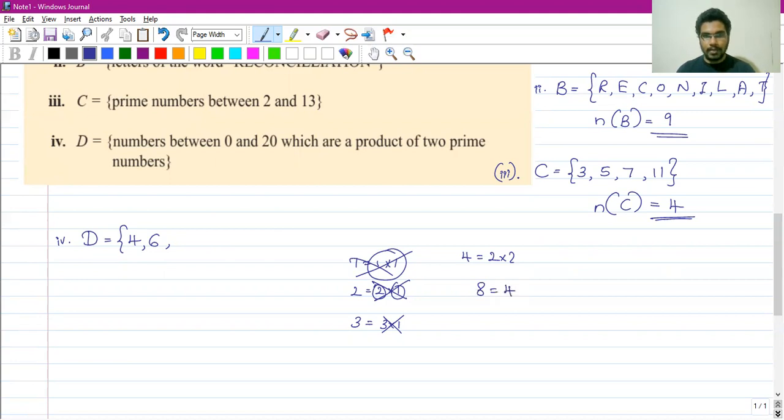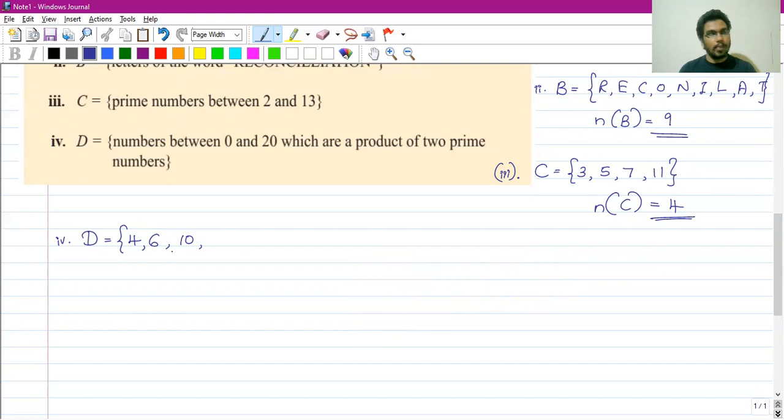8 is 4 multiplied by 2, or else you can take 8 multiplied by 1. So here this is only one prime number, and here also there is only one prime number because 4 is not a prime number. So we cannot take 8 also. 9, no, there is no two prime numbers. 10, yes, we can say 10 is 5 multiplied by 2. So both are prime numbers. So 10 can be taken. 11, no.